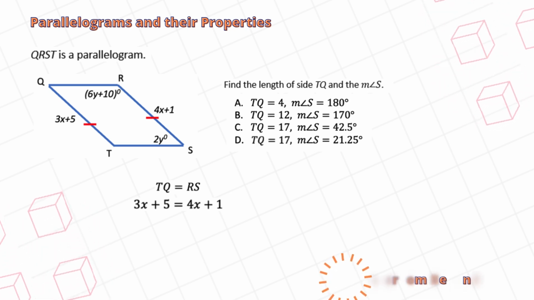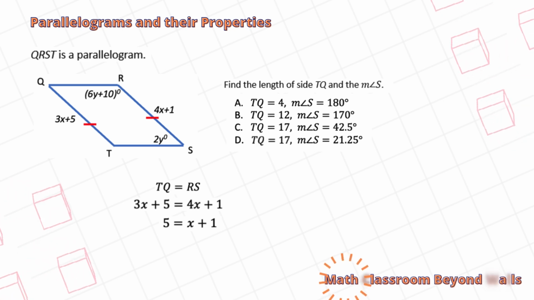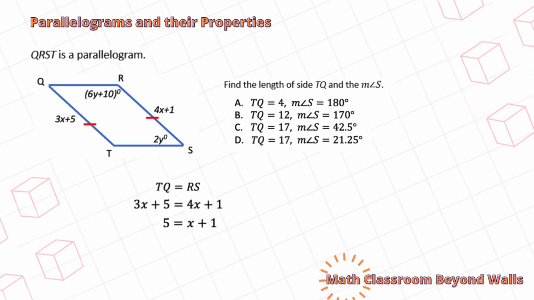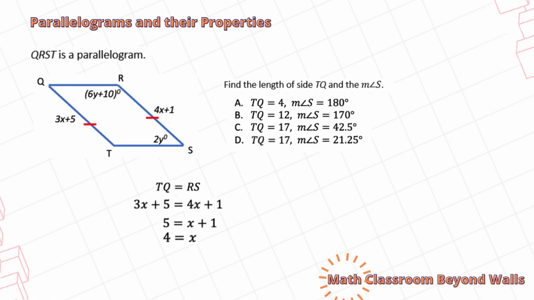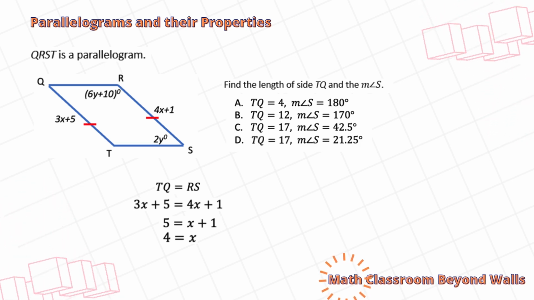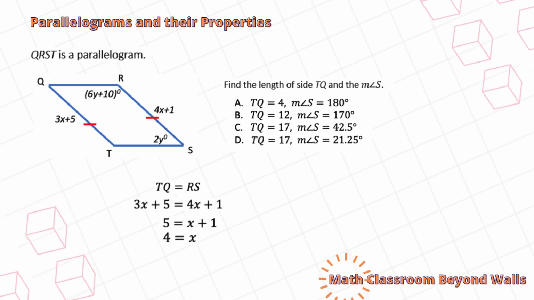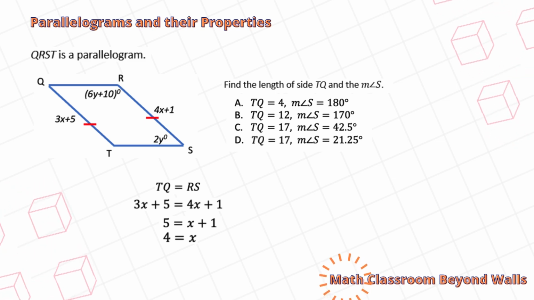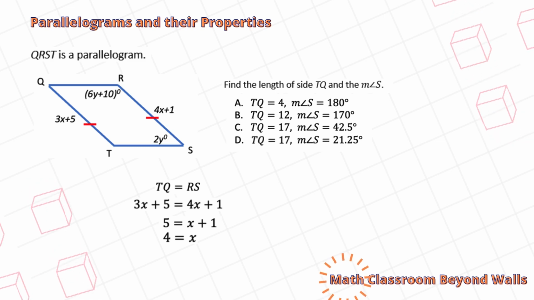We subtract 3x from both sides. This gives us 5 equals x plus 1. Next, subtract 1 from both sides. This gives us 4 is equal to x. So the value of x is 4. Remember that this is just the value of x, learners. To find the length of side TQ, we need to plug in the value of x into the expression for TQ. Let's go.